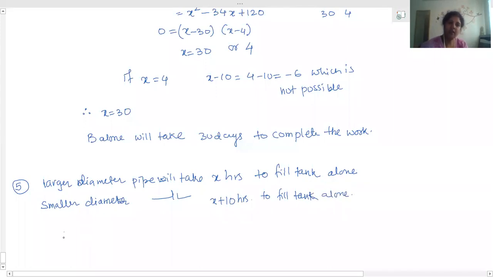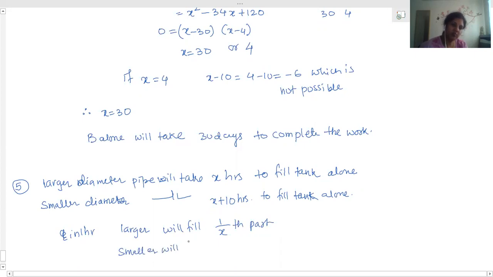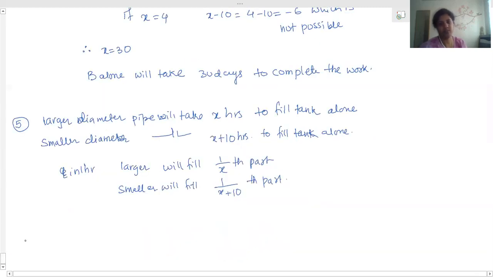Now in 1 hour, how much part of the tank will they fill? In 1 hour, larger will fill 1 by X part and the smaller will fill 1 by X plus 10th part. That's right. But they are not used for 1 hour each.